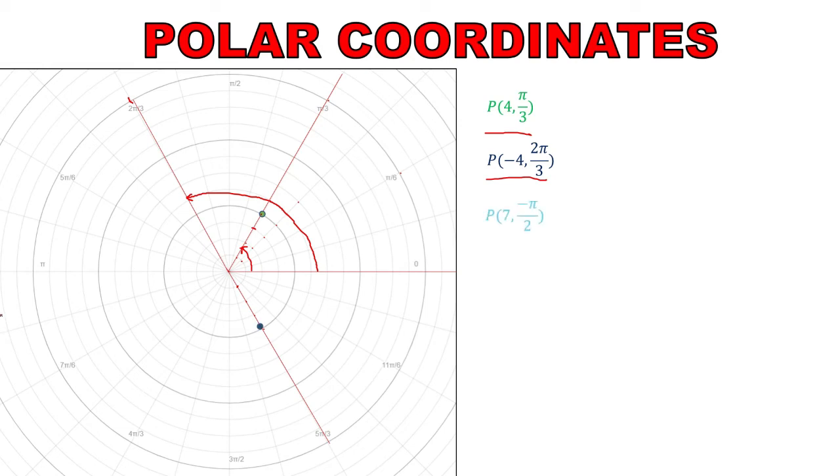Another example. Now the angle is negative pi over 2. You find the angle negative pi over 2 is here. This is the angle negative pi over 2. You move now clockwise because the angle is negative. And from the center, you find 7 position, 7 value, and this is the point P, 7, and the angle is negative pi over 2 in the polar coordinate system.